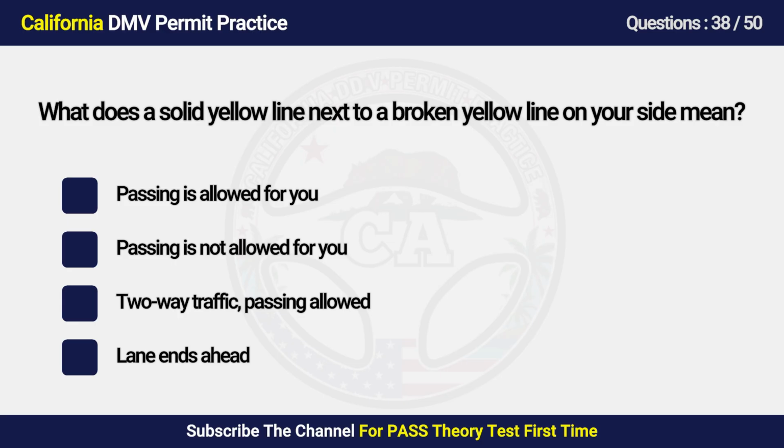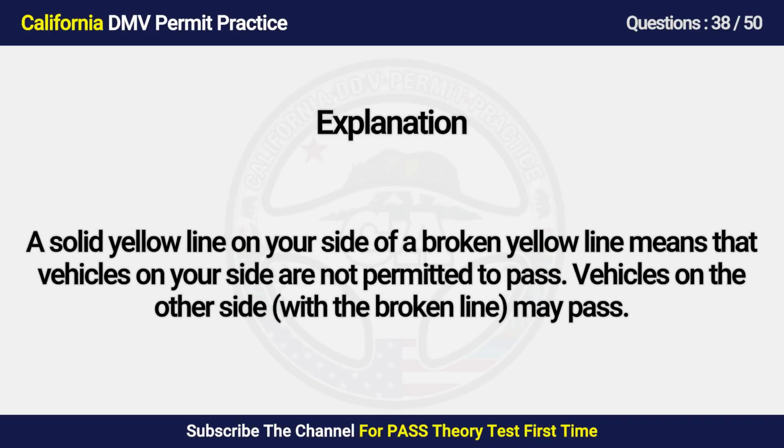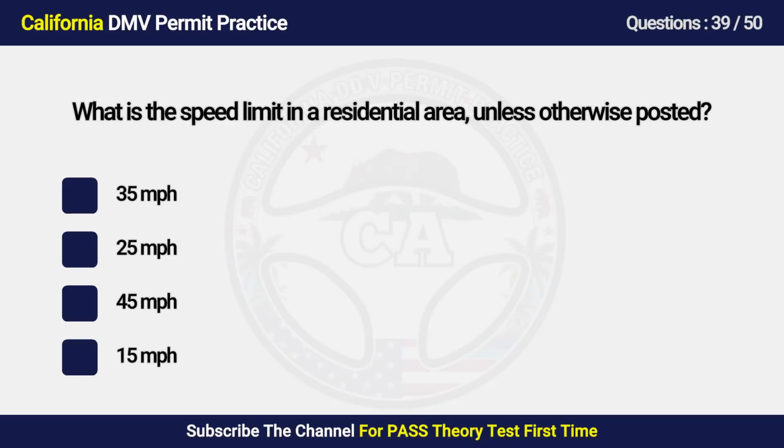C, two-way traffic, passing allowed. D, lane ends ahead. Answer is B, passing is not allowed for you. A solid yellow line on your side of a broken yellow line means that vehicles on your side are not permitted to pass. Vehicles on the other side with the broken line may pass. Question 39. What is the speed limit in a residential area unless otherwise posted? A, 35. B, 25. C, 45. D, 15.